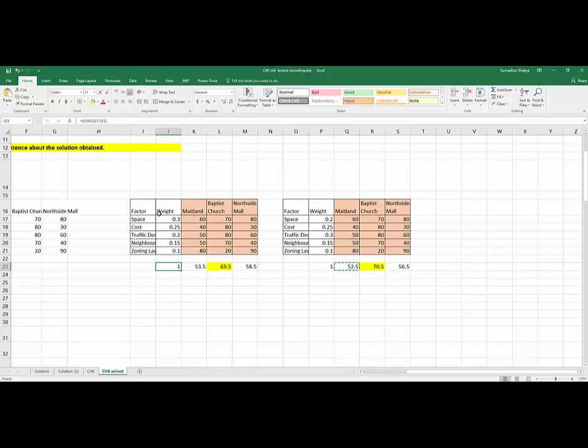Given these factors and given these weights, given all of these scores for these 3 different locations, we should choose Baptist Church. Okay.